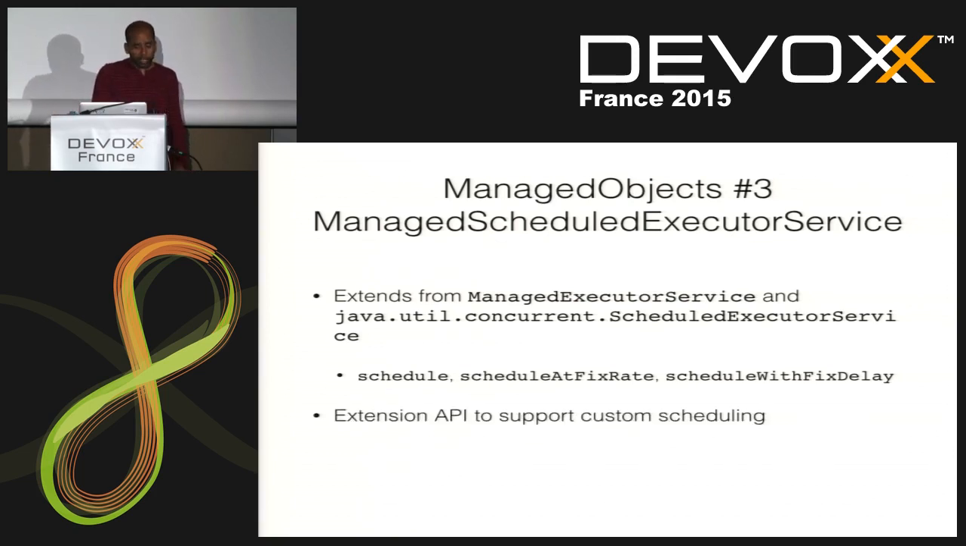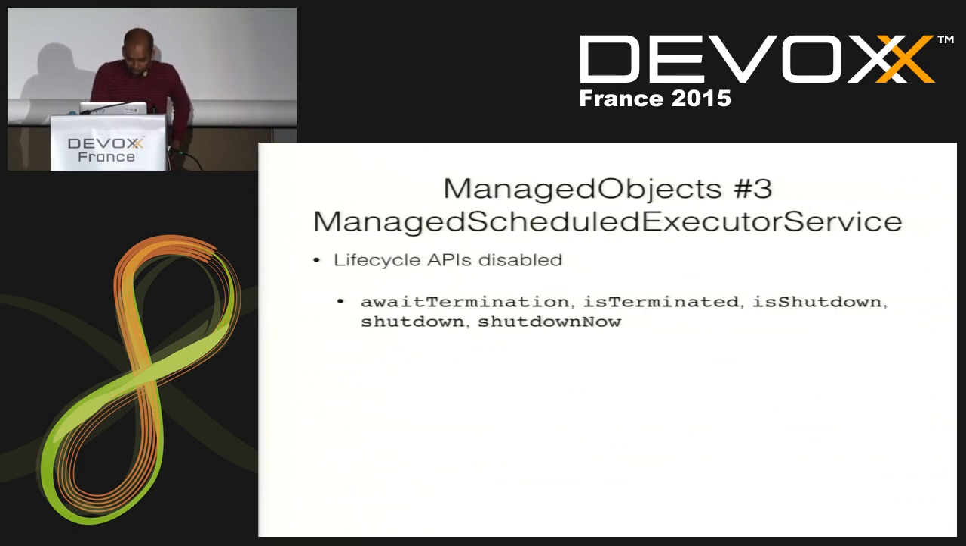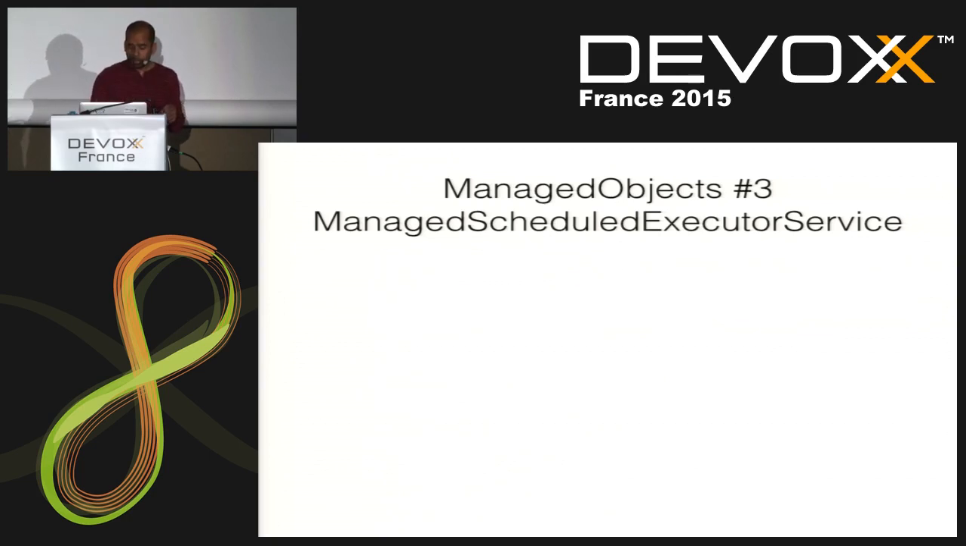And there is even an extension API to support custom scheduling. We're not going to cover that today. Well, I think we will cover that today, I guess. Schedule with trigger. Just like your other managed objects, your lifecycle APIs are disabled, the reason being the lifecycle is now managed by the container. So the container will call these methods as appropriate.